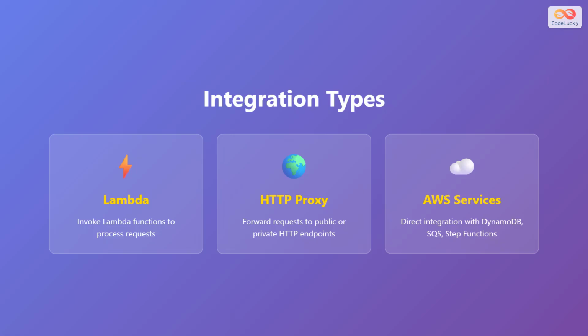API Gateway supports three main integration types. Lambda integration allows you to invoke AWS Lambda functions to process incoming requests and execute your business logic. HTTP proxy integration forwards requests directly to public or private HTTP endpoints, making it easy to integrate with existing web services. Finally, AWS Services integration enables direct connection with services like DynamoDB for database operations, SQS for message queuing, or Step Functions for workflow orchestration, all without writing custom code.